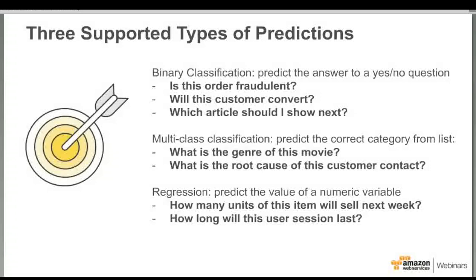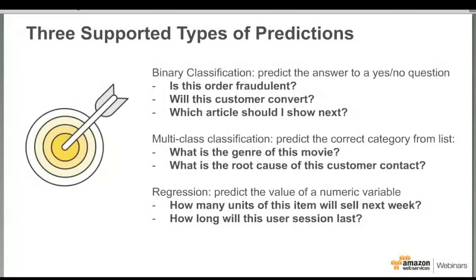Finally, the third type of supported prediction in Amazon Machine Learning is regression. Regression is used to predict the value of a numeric variable directly. So how many units of this item will we sell next week? If we can make this prediction, we can of course affect how many will buy and where they're warehoused.